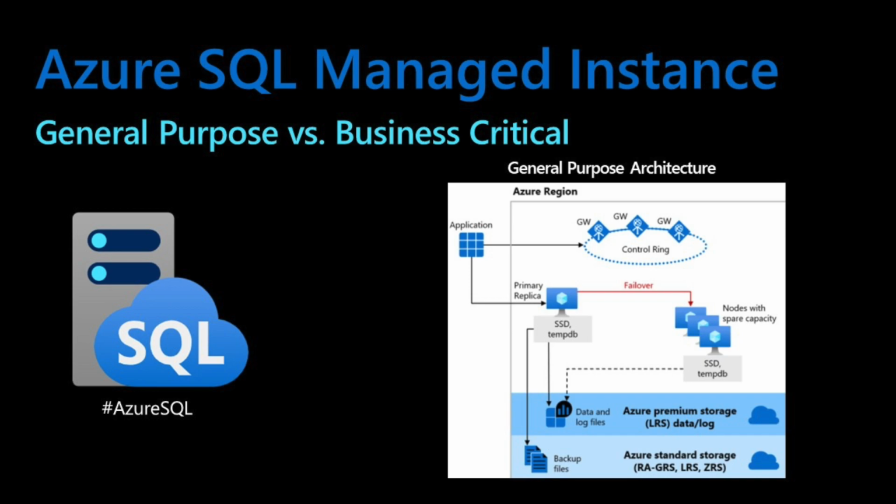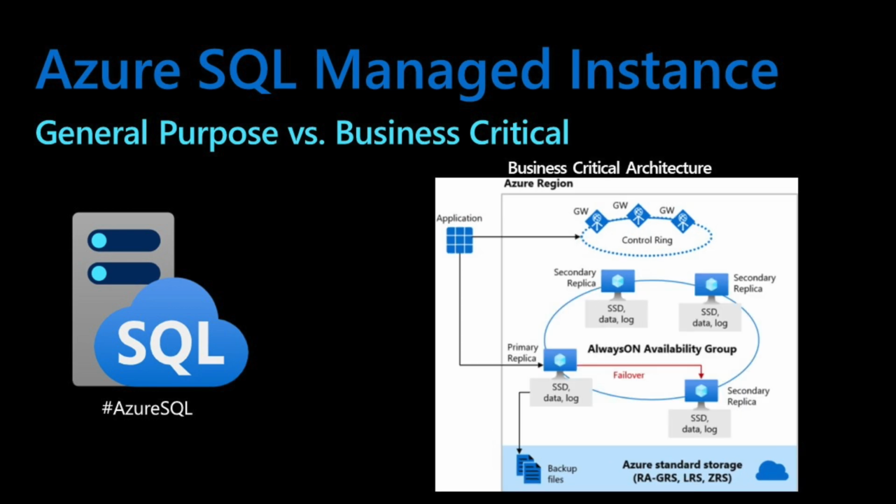So the key things to take away from the general purpose architecture: number one, we're going to have one primary replica, and then we're going to have some standby nodes that are there just in case there is an issue with the primary replica. Then they're going to be there to take over for us. Number two, we're only going to have one local SSD drive that is used to house TempDB. So all of our user databases, the data and the log files, will all be stored in remote storage.